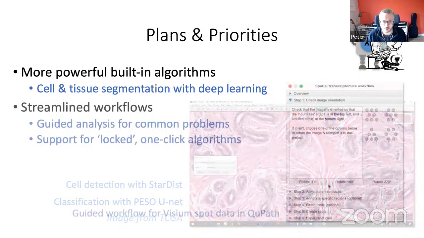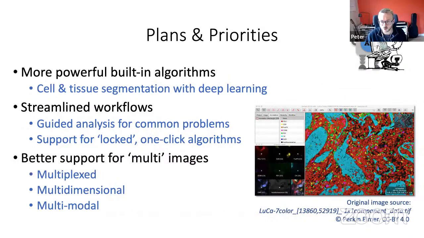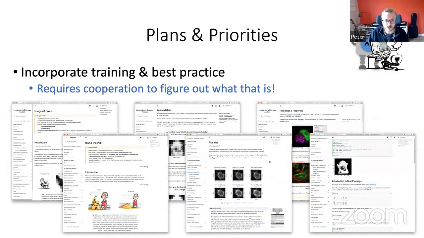I want to make workflows more streamlined. So here's a little script that will guide you step by step through the use of QuPath for spatial transcriptomics, and better support for multi-images, including highly multiplexed images. And I want to incorporate training as well, but I can talk about that some other time. So there's a lot to do.